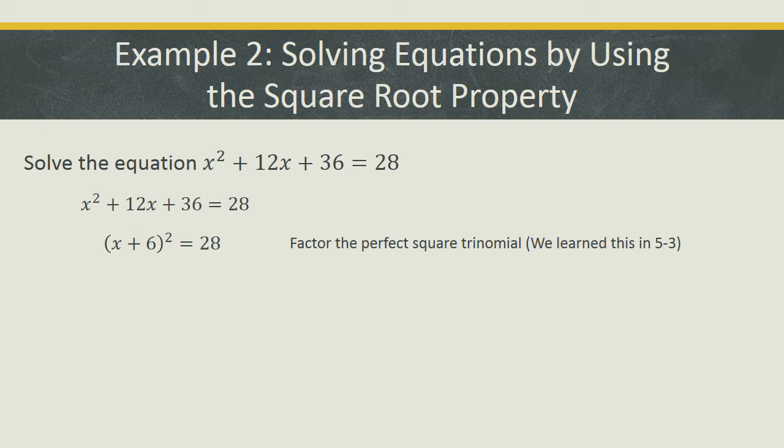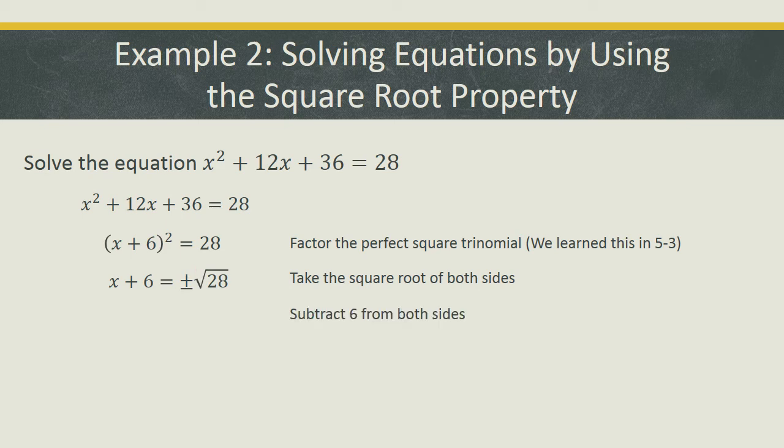Okay? Take the square root of both sides, you end up with x plus 6 equals positive and negative square root of 28. Remember, positive and negative, you need the plus minus. From there, you're going to move the 6 over, so you're going to subtract 6 from both sides. Gives you x equals negative 6 plus or minus the square root of 28.